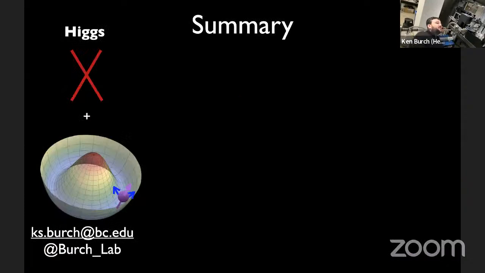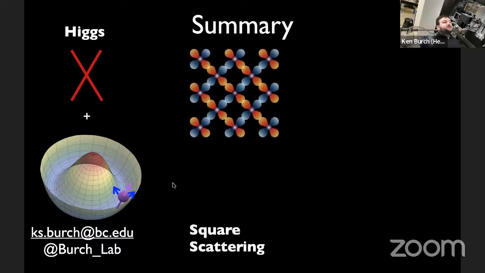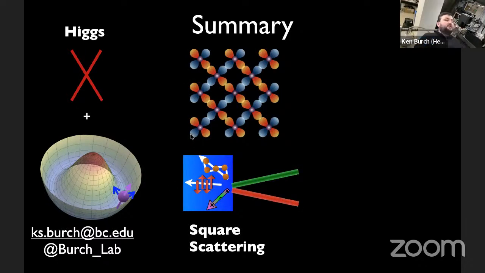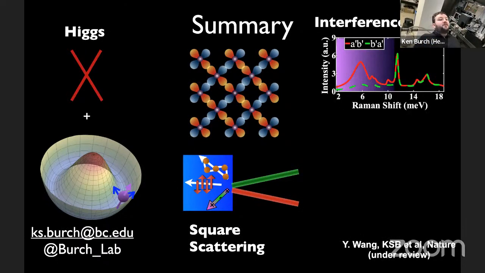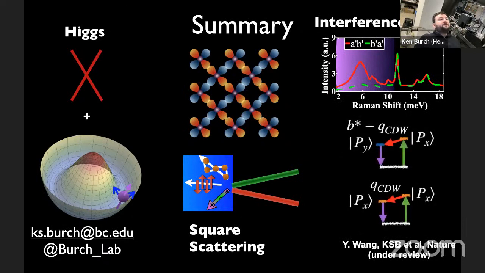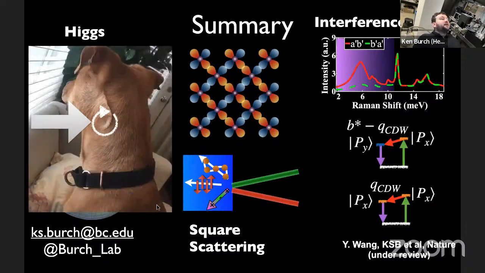So just to summarize, I hope I've convinced you that by combining these topological semi-metals with continuously broken symmetries, we might see new topological excitations, that the square nets and Raman scattering are a nice way to look at all this, and that via quantum interference, we've observed this axial Higgs mode, and we are, of course, going to look for other topological excitations. So with that, thank you very much for your attention.